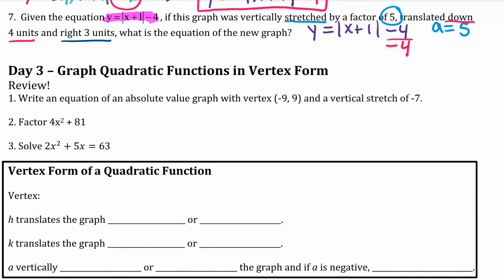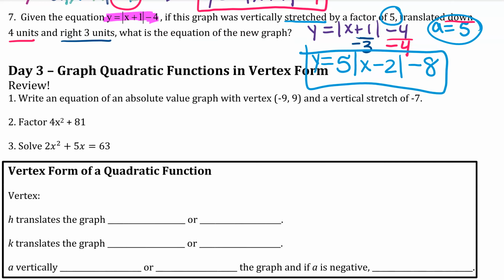And right 3 units. So right 3, I know that affects this guy right here. And I'm not going to add because remember it's opposite. So instead of going towards the bigger numbers, we don't actually add them. We actually are going to subtract them. So y equals, I do have to put my a value in. So I'm going to write 5 absolute value of x minus 2 because 1 minus 3 is negative 2. And then negative 4 minus 4 makes negative 8. So that's my final equation.